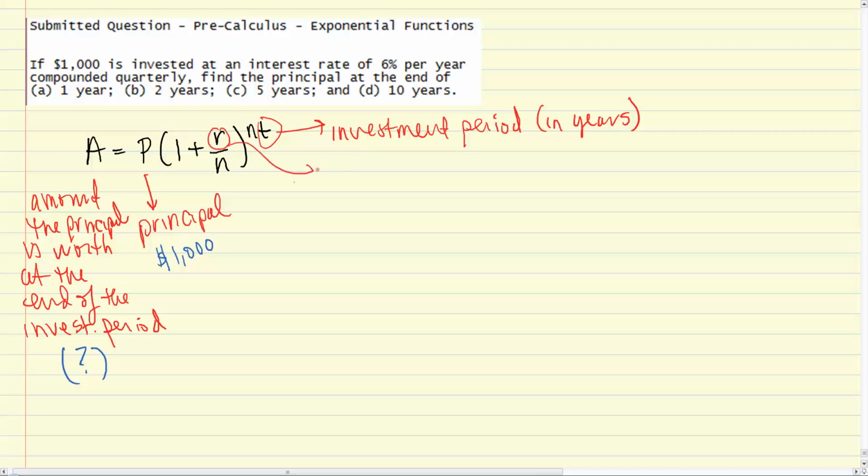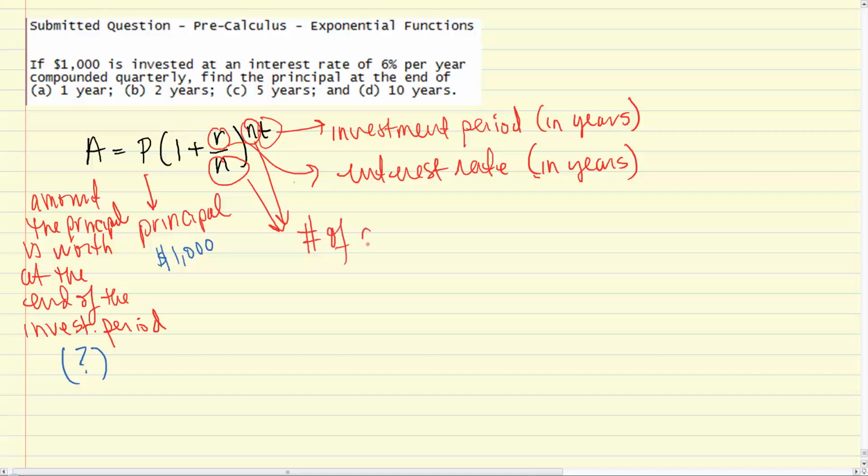r is going to be your interest rate, and again, that'll be in years. And then n appears here twice. It's really the only different variable that you're going to have in compound interest problems compared to the simple interest problems that you've done in the past. The n stands for the number of compound periods per year.